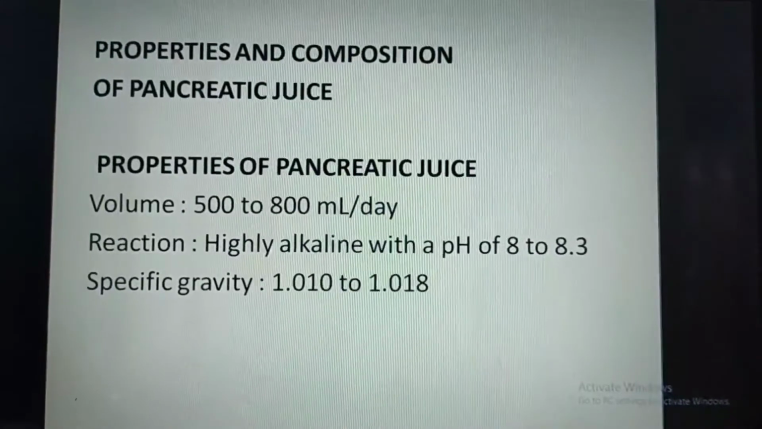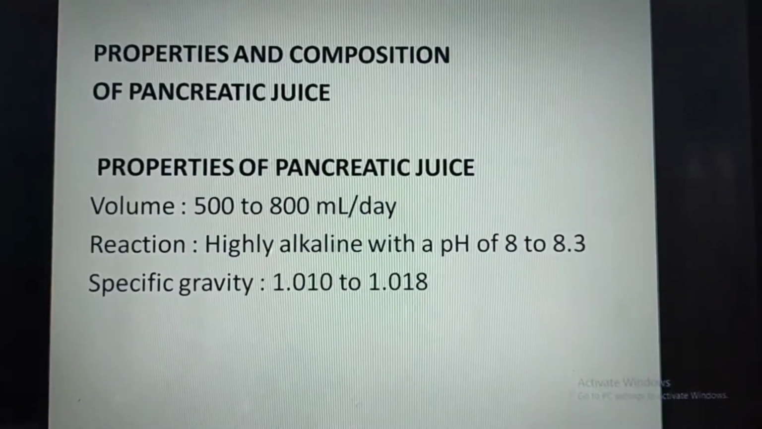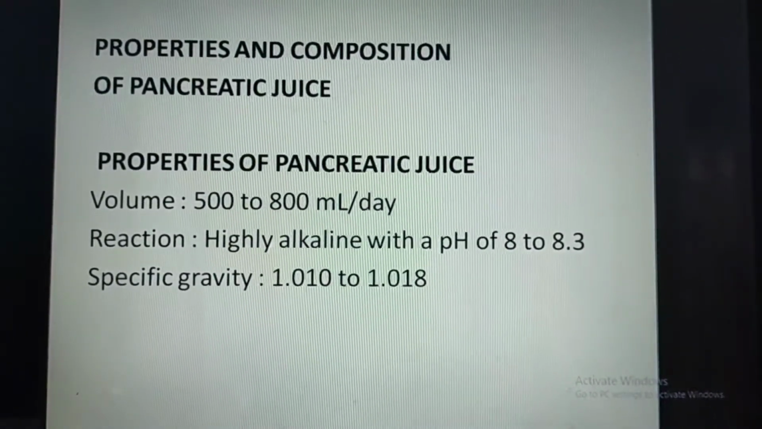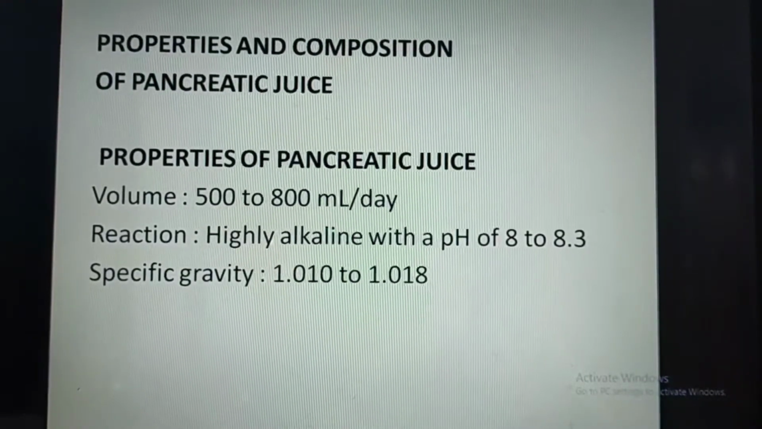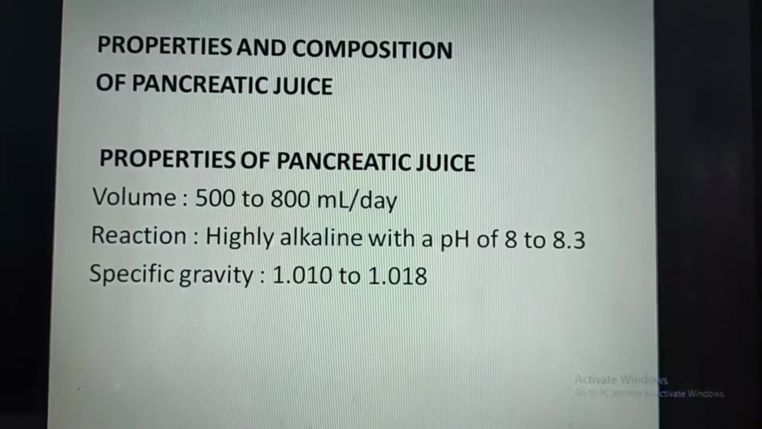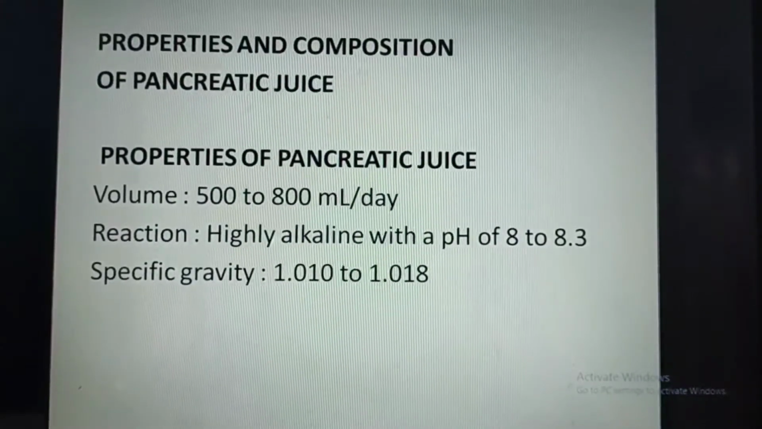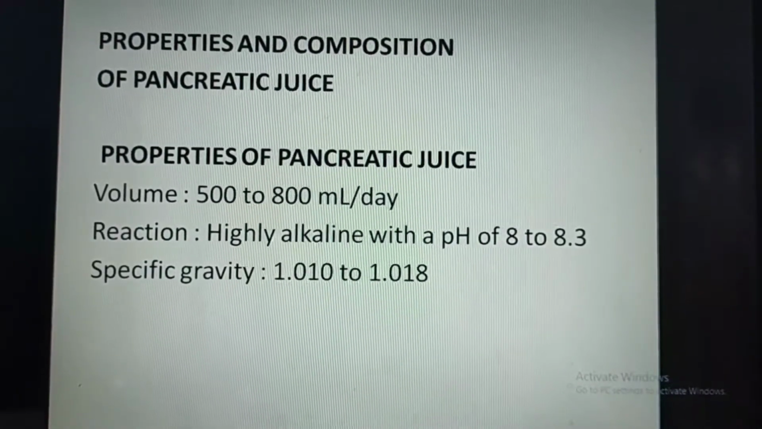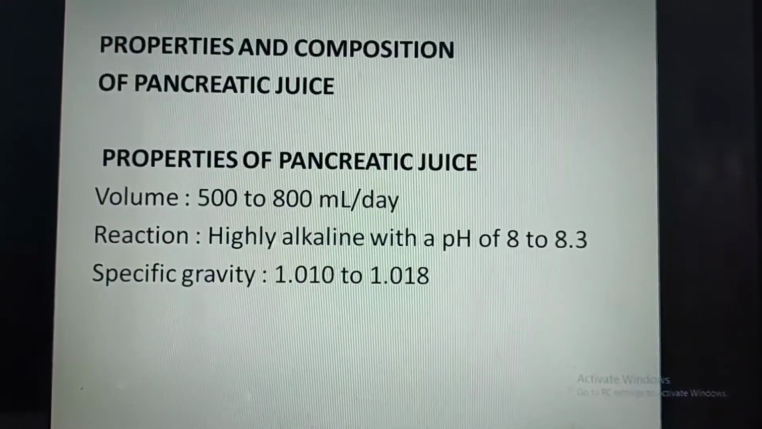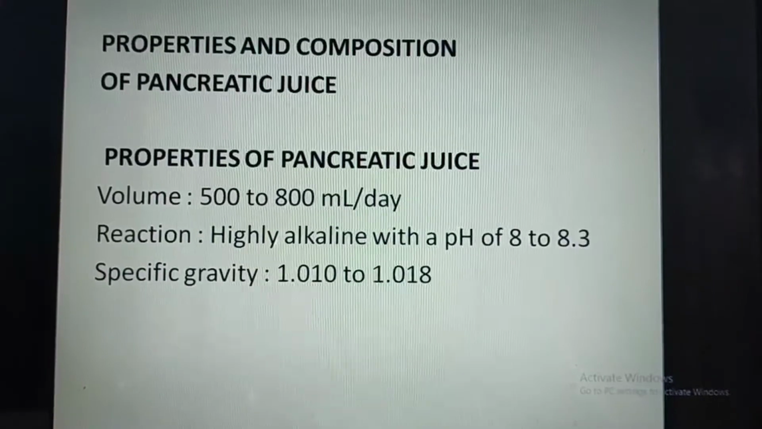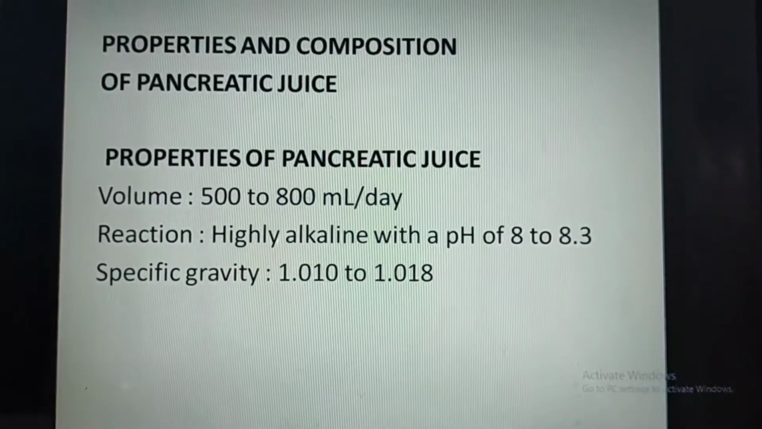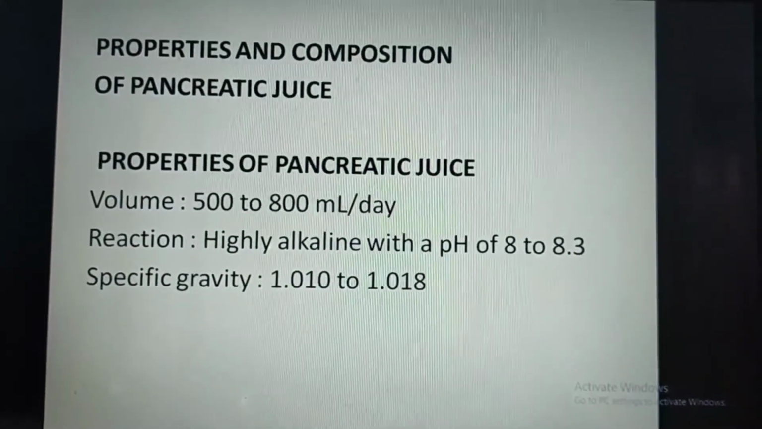Properties and composition of pancreatic juice. So this question is being asked in 5 marks, a frequently asked question. Properties of pancreatic juice: the volume of pancreatic juice is 500 to 800 ml per day. Reaction, highly alkaline with a pH of 8 to 8.3, and its specific gravity is 1.010 to 1.018.